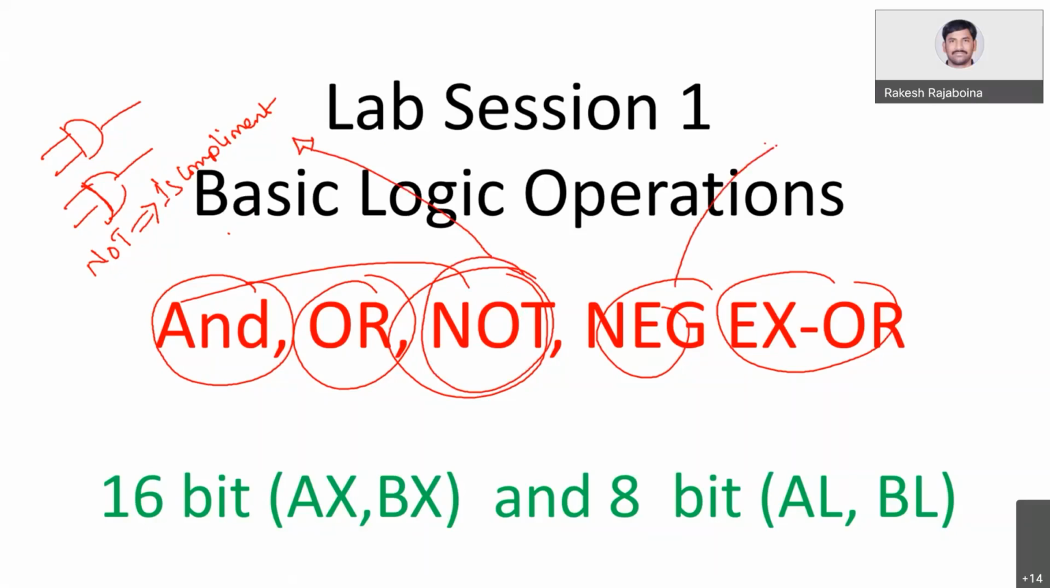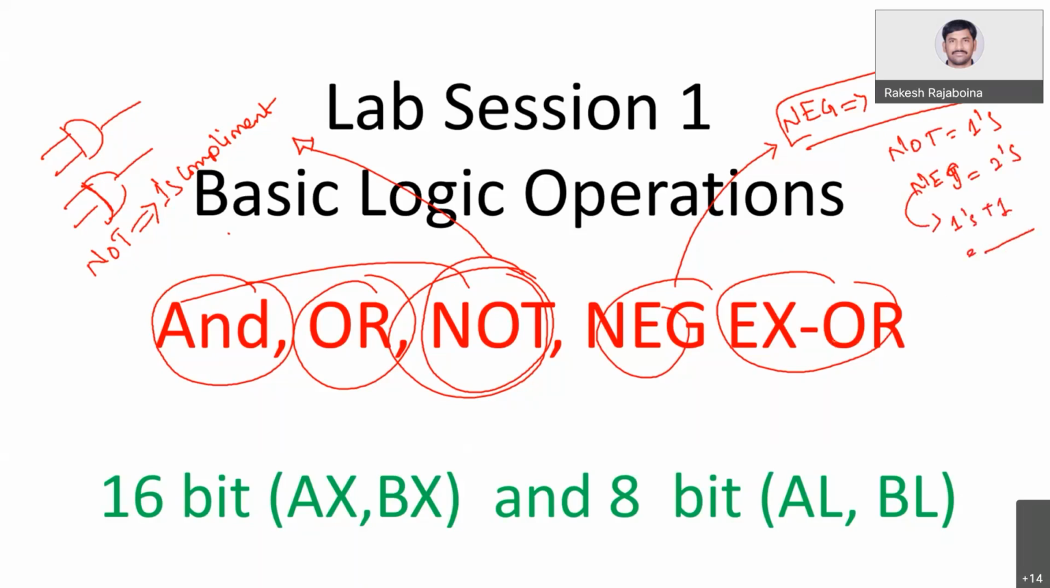There is another syntax called NEG, negation. This will produce the twos complement. So make sure you remember this. This will be an important interview question. What is the difference between the NOT operation and the negation operation in 8086? The NOT operation will produce ones complement, the negation operation will produce twos complement. That means it will produce a ones complement first, then add 1 to that, and finally produce the answer for us.